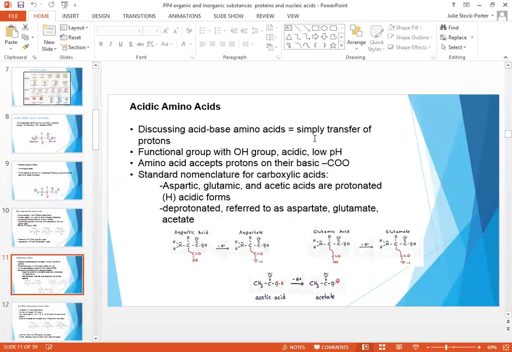Acidic amino acids have a functional group with an OH group. They're acidic. They have a low pH. They accept protons. So these acids are going to accept protons, aren't they? They're going to accept hydrogen.